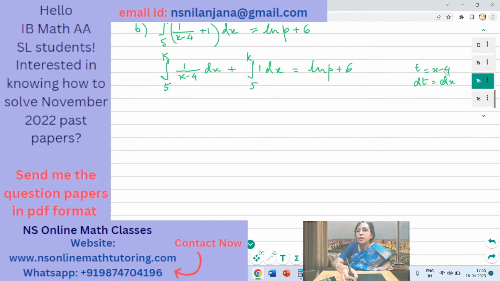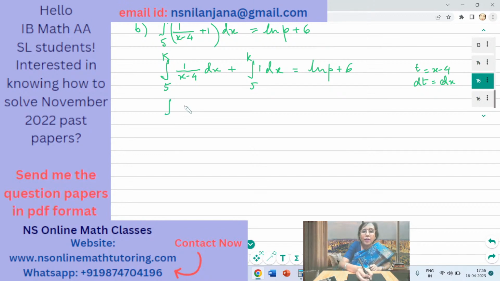You can write dt by dx equal to 1, or I'm straight away writing dt equal to dx. One thing that you have to remember, because it is an SL paper, I'm not showing you how to change the limits. Whenever you substitute, you should remember that the limits will also get changed. But in SL, you don't have to know how the limits change. What you do is, if you substitute, you just take the indefinite integral and do the integration, get the integration answer, and then you put back the original expression and after that you take the limits. Okay, so I'll be doing exactly the same thing.